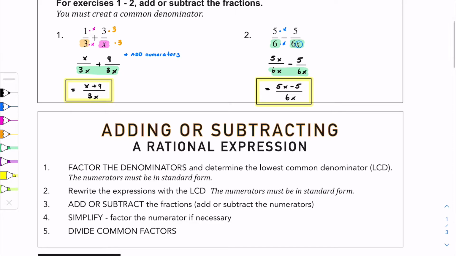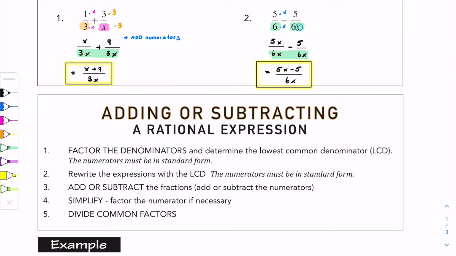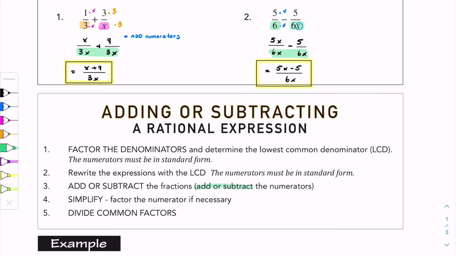Step 2 is to rewrite the expressions with the lowest common denominator. That means you might have to multiply the numerator and the denominator by a certain term, but do whatever you have to do to get the expressions to the common denominator. Step 3, you're going to add or subtract the fractions. But remember from the 2 examples that we just did, adding or subtracting the fractions means that you're adding or subtracting the numerators. The denominator has already been found, and the denominator is the common denominator that you determined in steps 1 and 2.